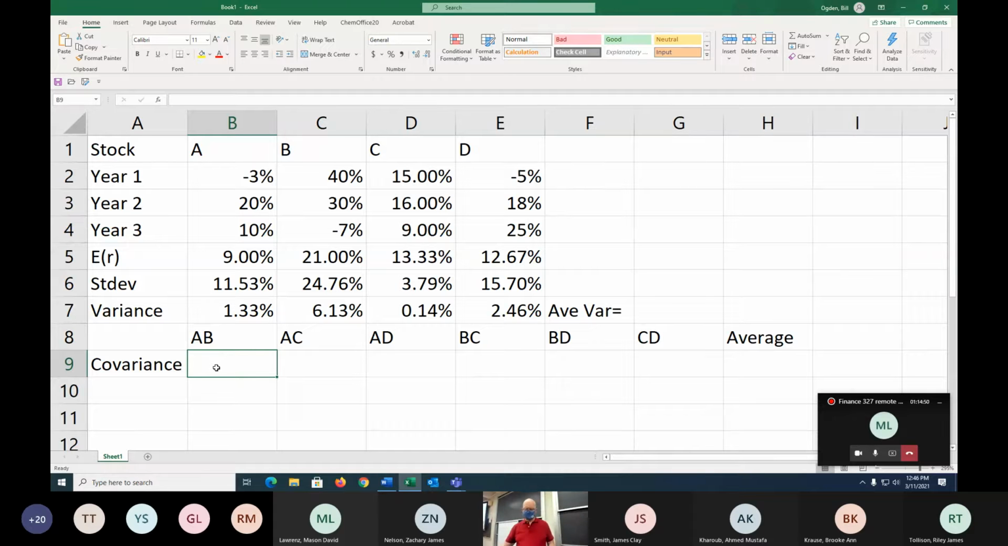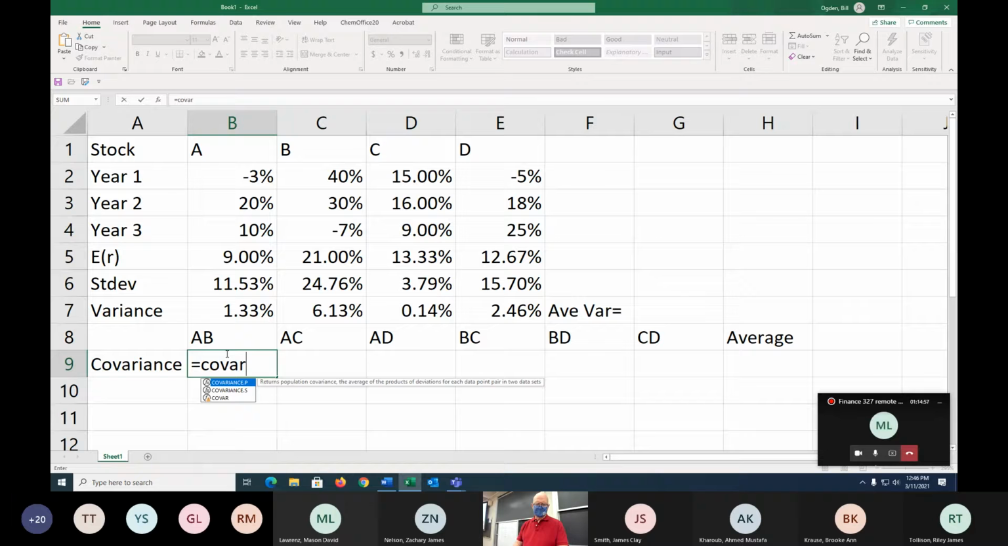Okay, so let's try it. Equals, and then we'll use covar. Yeah, actually, you gotta spell it out. Covariance. Oh, my fault. And then again, we have our option of a stock, a sample, or a population. We'll use .s. And then, okay, now this is between pairs. So we're going to do it between A and B, A and C, A and D, and so on. So our first pair is between A and B.